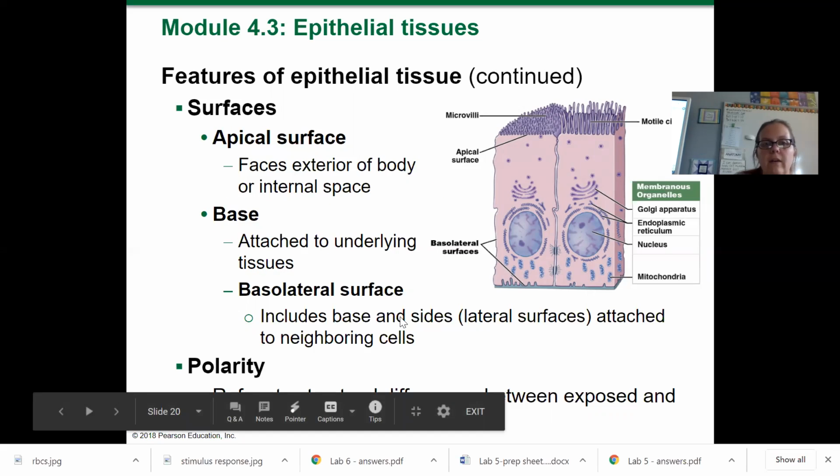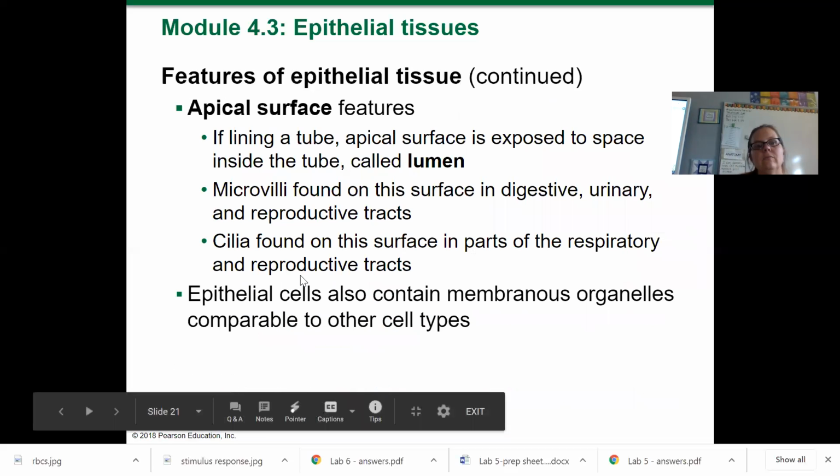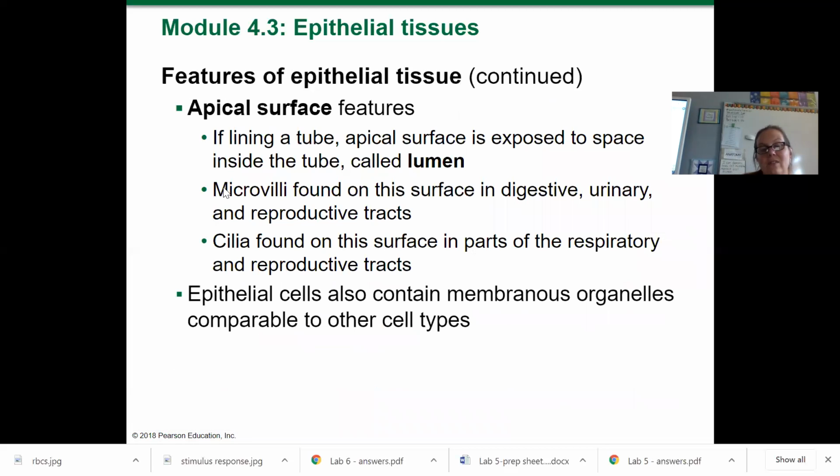Polarity refers to the difference between the two sides. So sometimes there are structural differences. For example, here's some microvilli or cilia versus the basal. A lot of these apical surfaces have specializations, and so it's worth having a slide to themselves.